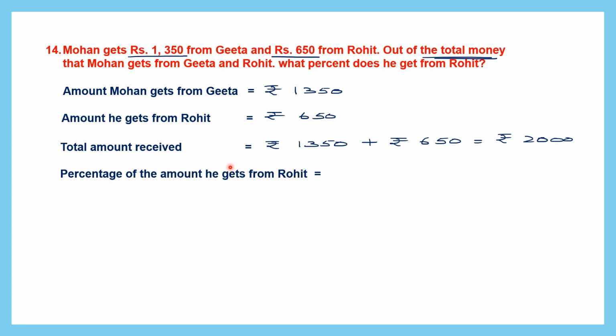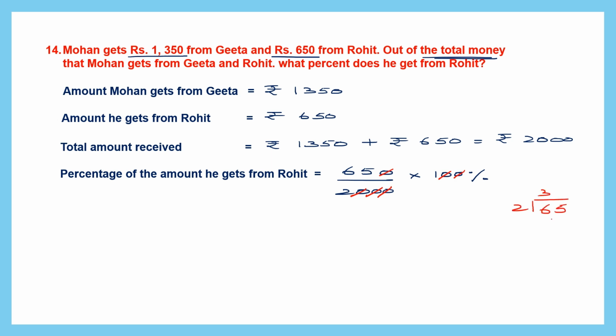So the percentage of amount he gets from Rohit. So we have to take the amount that Rohit gets, which is 650, divide this by the total amount, which is 2000. And since we're finding the percent, we multiply by 100%. So here let's cancel. We can cancel two zeros here. So now we have 65 by 2. So let's divide 65 by 2.